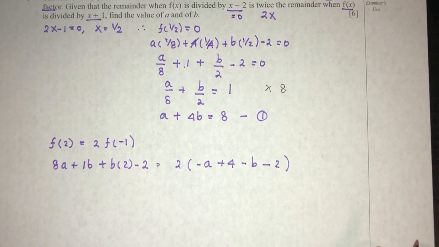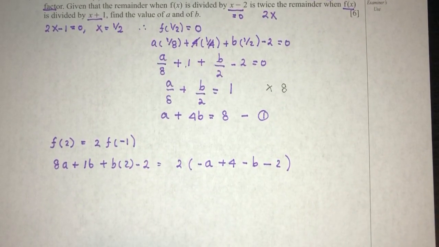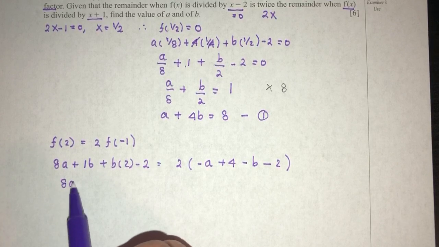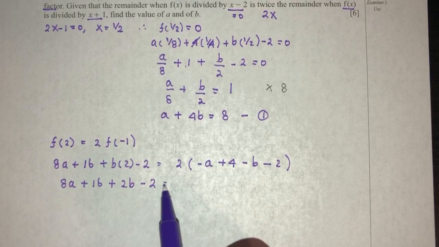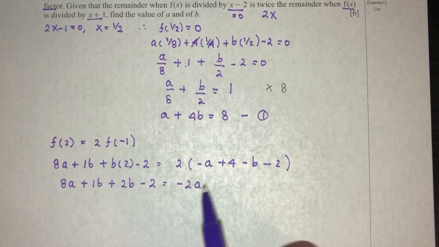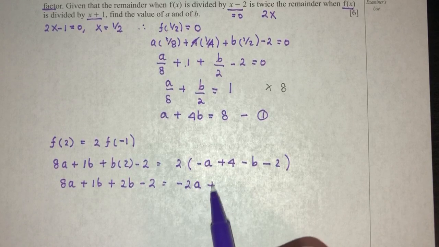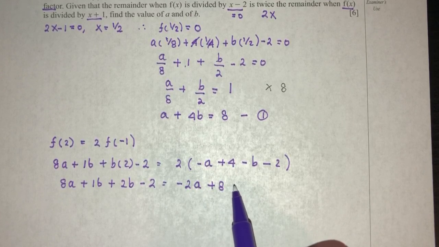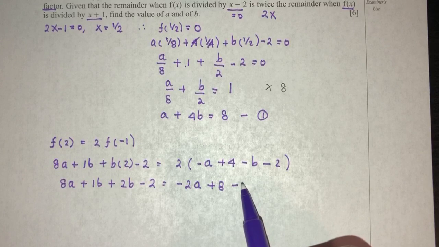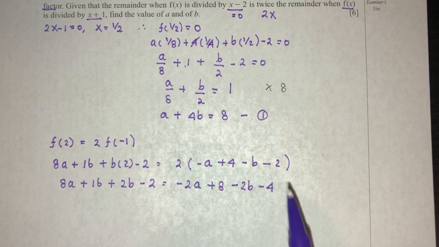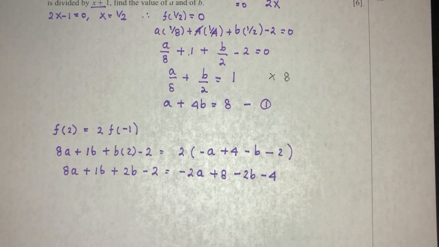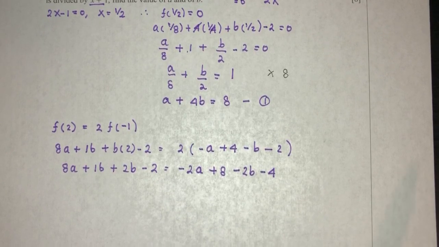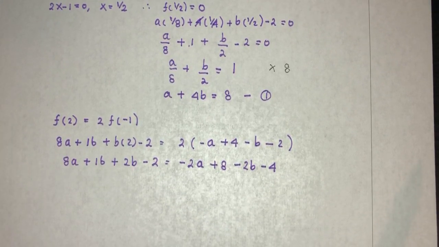Okay, so now we have to simplify. Step by step as always. So here we have 8a plus 16 plus 2b minus 2 minus 2a plus 8 minus 2b minus 4. I really don't like those kind of questions. There are many small things, so it is pretty easy to make mistakes. You have to be really careful while you expand the brackets and add in minus. So always be careful when you do these kind of questions.